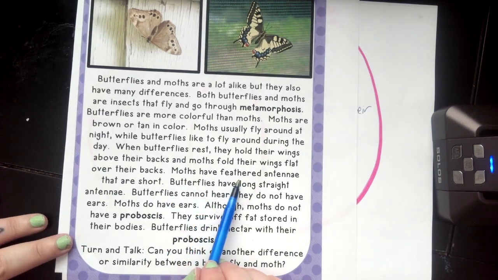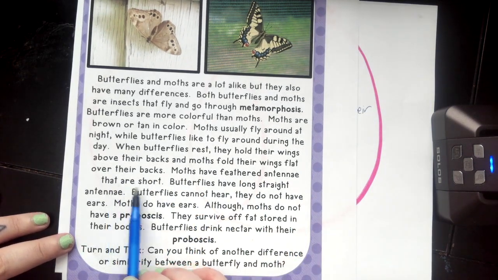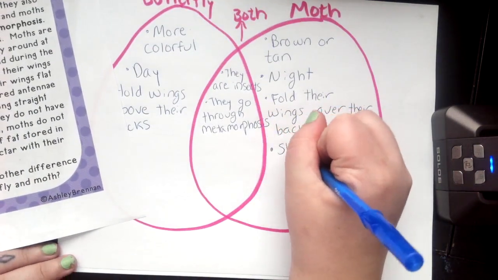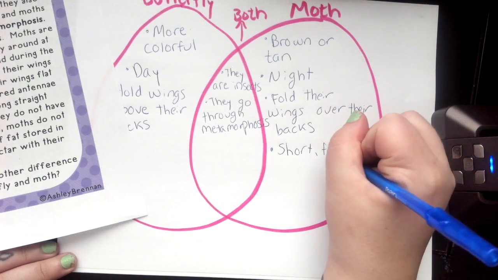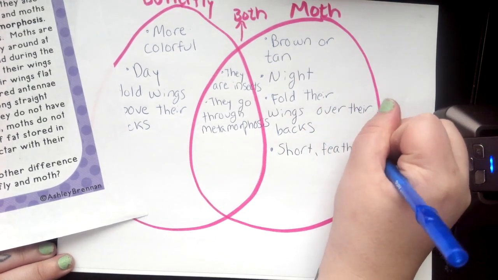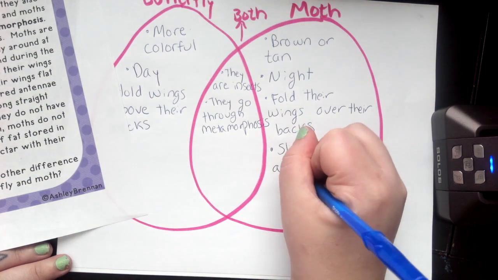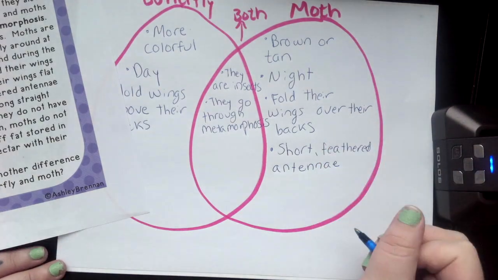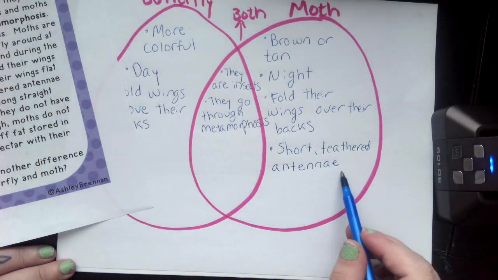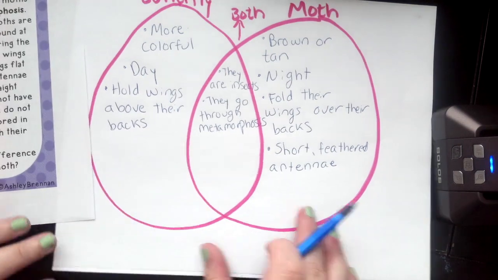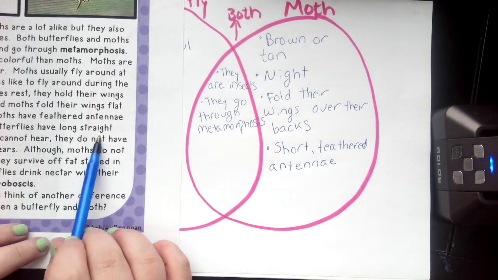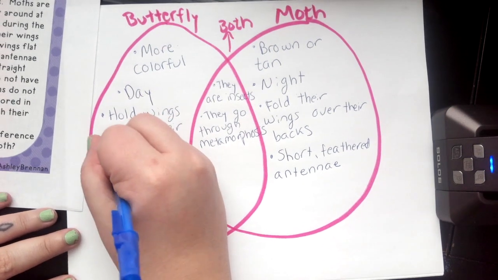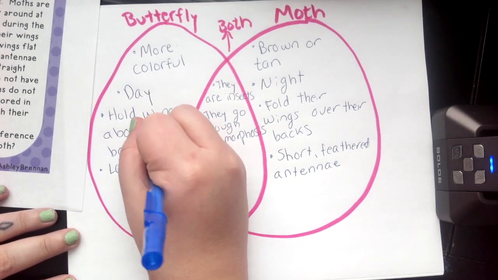Moths have feathered antennae that are short. Short. Feathered. How do you spell antenna? It's a strange word. Oh, antenna. Butterflies have long, straight antennae. Long, straight.